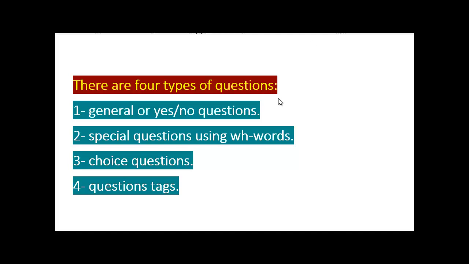Questions normally have like four different types. Not question tags, but the types are like the question where you say yes or no. And one where you say a special question, like using the WH words like what, when, where, and why. Or you could ask a choice question, like is it this one or that one? A choice question. And the question tags. That's our subject today.